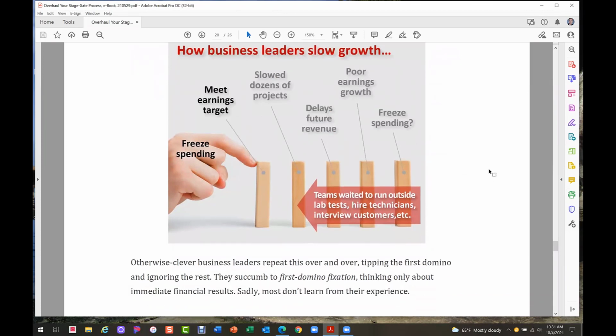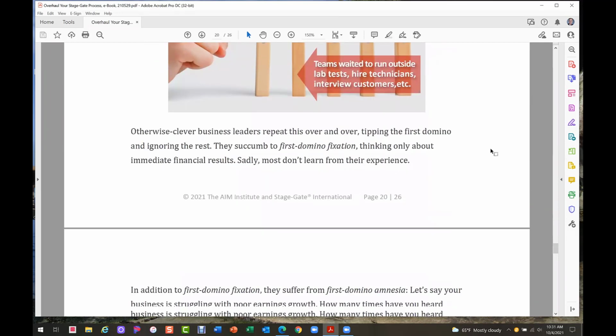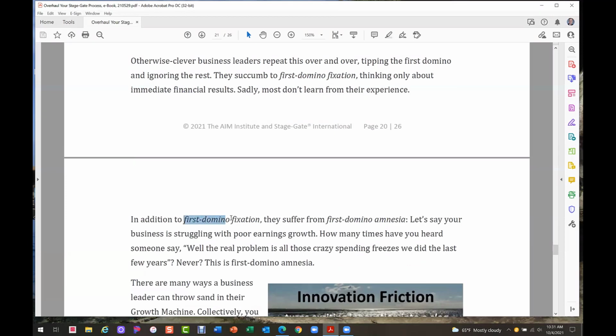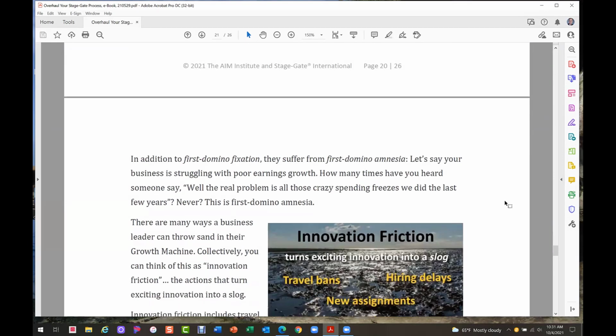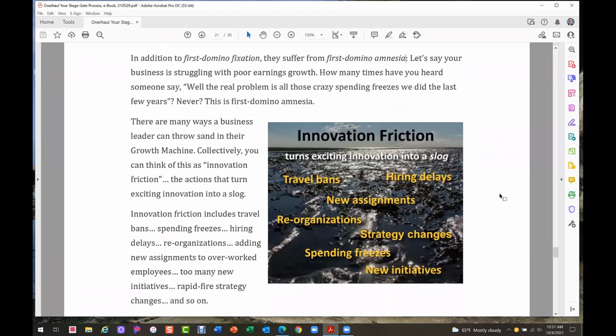I call this first domino fixation. They're just focused on what's going to happen next quarter. And then they don't learn from their mistakes, so I call that first domino amnesia. And I know none of you have experienced any of these innovation friction items here, but you have to use your imagination on that one a little bit, right? Any questions on any of this or observations before I move on and wrap it up?